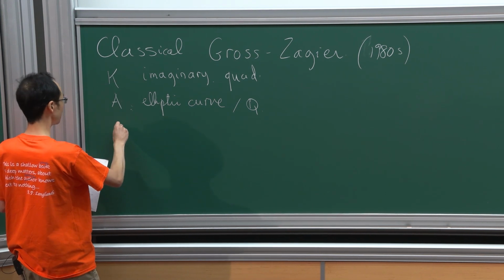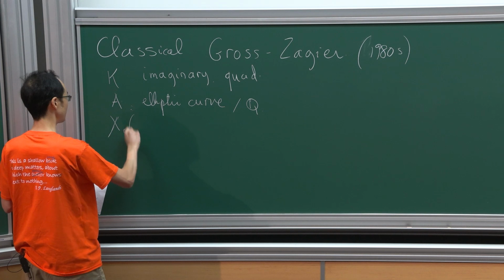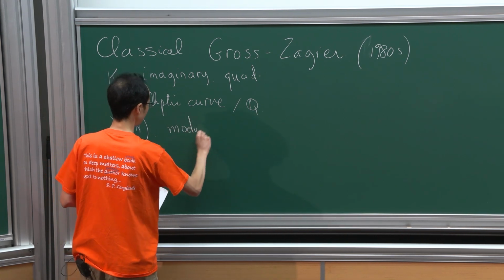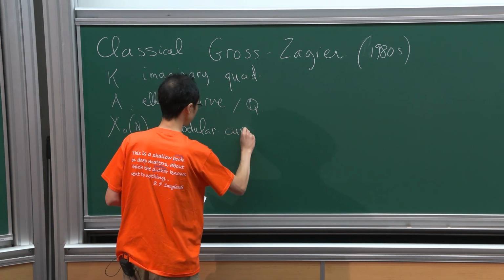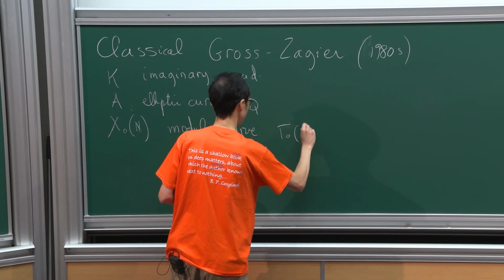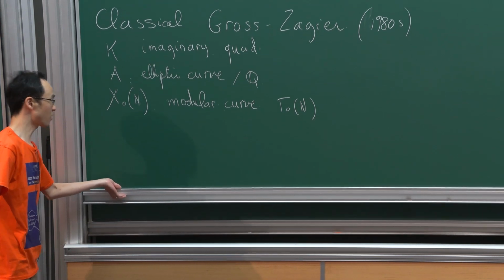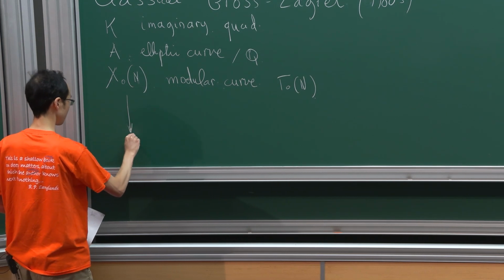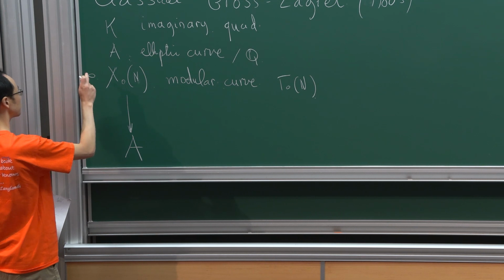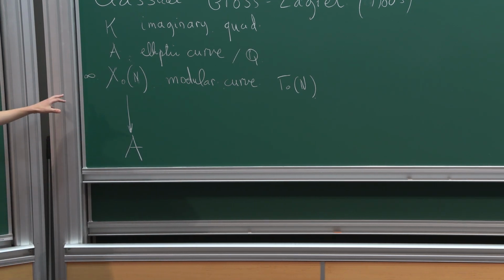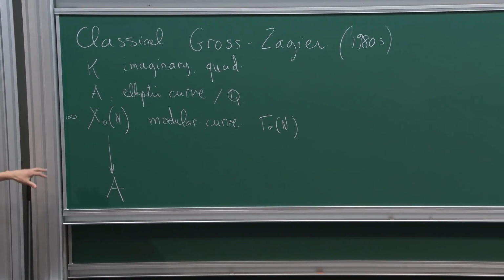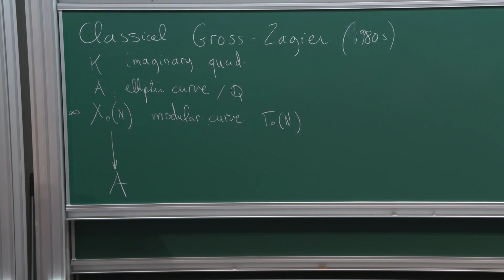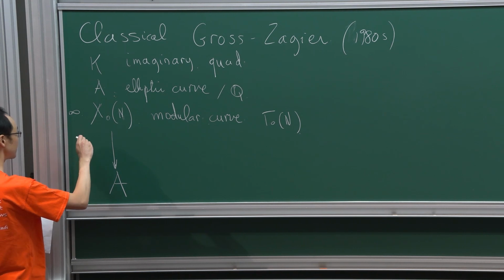Then I consider a modular curve, the compactified X_0(N), for N being an integer. This is a modular curve with Gamma_0(N) level. So you consider a modular parametrization from X_0(N) to A. There are at least two distinguished cuspidal points, one is 0, one is infinity, and they are switched by the involution called the Atkin-Lehner involution. We will pay close attention to those two distinguished cuspidal points.